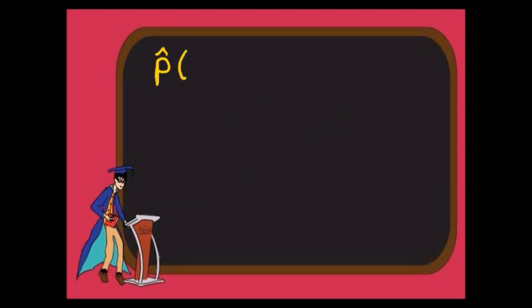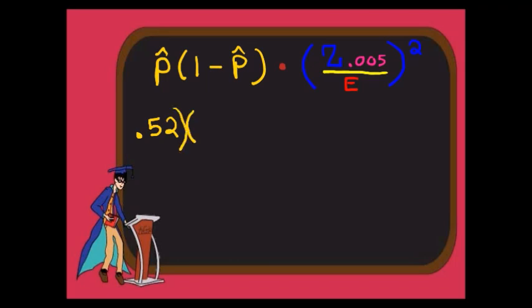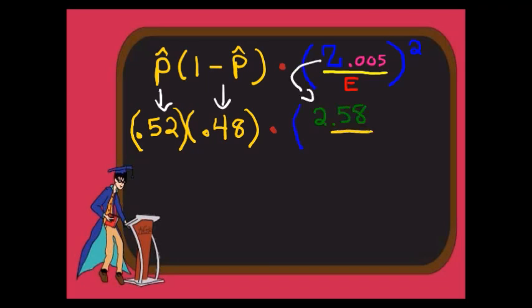So we're going to write out our formula one last time, and we should have all the components now: the p hat, the 1 minus p hat, the z sub alpha over 2, the margin of error, and this whole thing is being squared. So we have our 0.52 times our 0.48, and we're just filling in the blanks here, folks. There's nothing wrong with this. Z sub alpha over 2 is 2.58, the margin of error is 0.03, the whole thing being squared. So we just rewrote the problem.